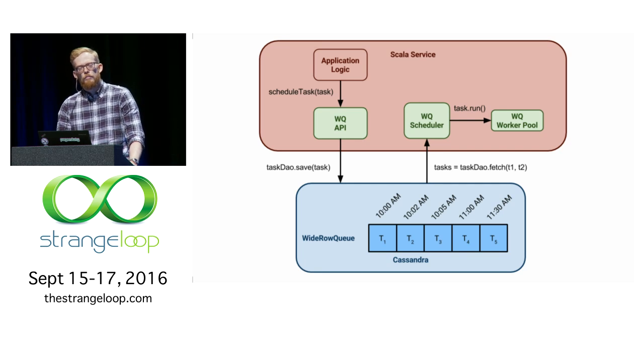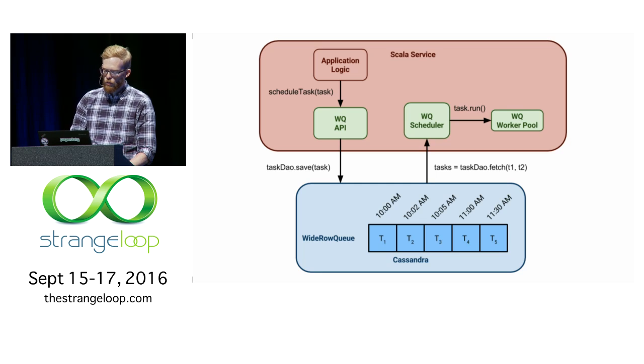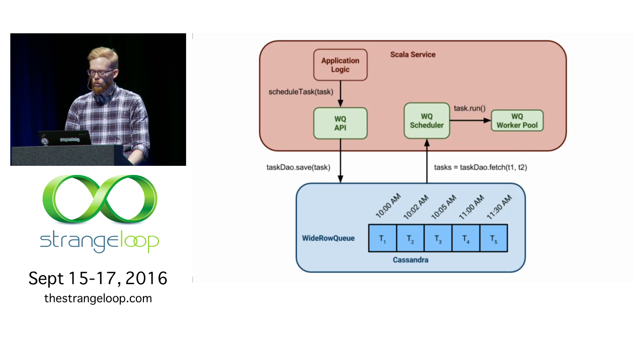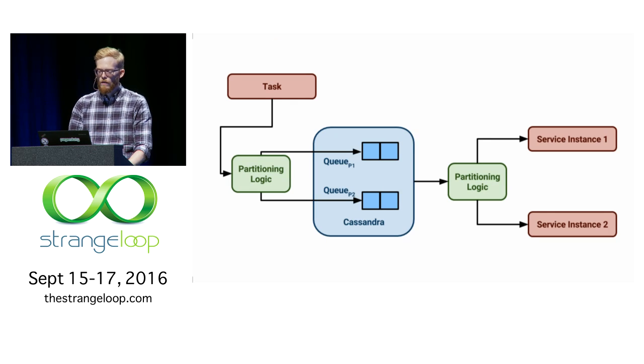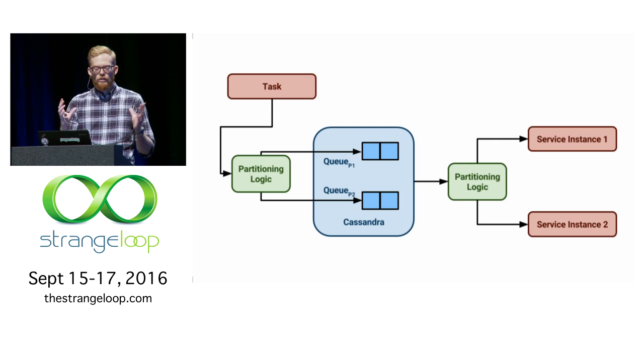But what about when you have many service instances trying to pull from the same queue? In other words, how do you distribute the tasks to the available instances without duplicating work? So to solve the problem of having multiple service instances, we introduced custom partitioning logic into work queue. And the partitioning logic puts tasks into different wide row queues in Cassandra, and each service instance works a partition, which is basically hard-coded. It's not, but we won't get into it.